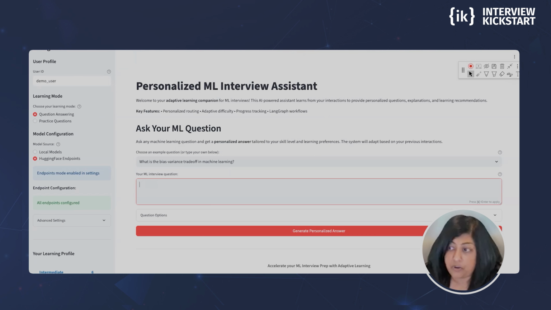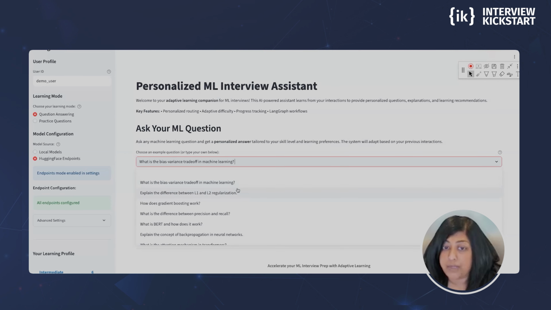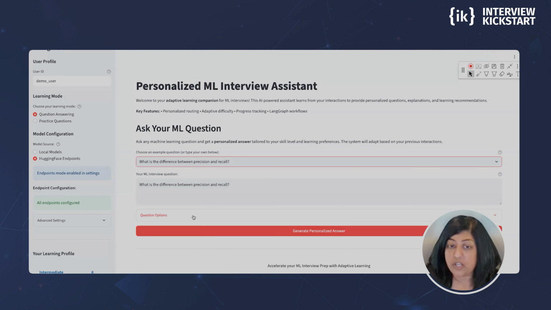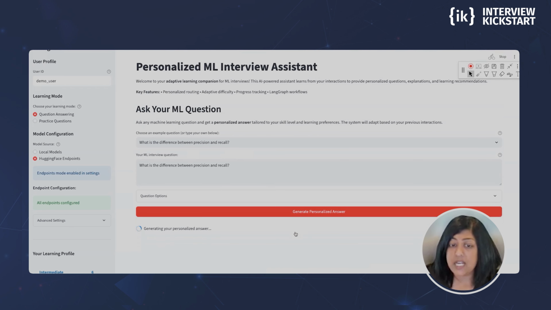Okay, so let's not use this for the purpose of this demo. Instead, let's go for the questions that are there in this dropdown to showcase how the Q&A mode would work for a demo user. So let's just say they come in and say, all right, I want to know what is the difference between precision and recall. They're using this pretty much to learn, right? They are building knowledge or testing knowledge, evaluating the knowledge that they may already know. Or they have a question and they're curious about it and they want to build their skill on this particular question. So they come in, they pose the question, they generate a personalized answer.